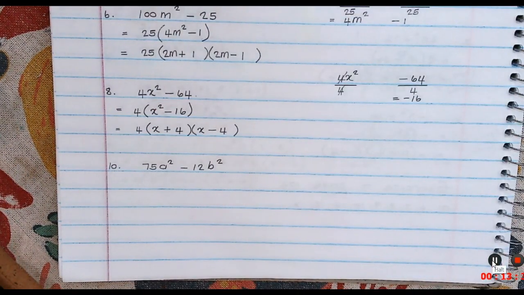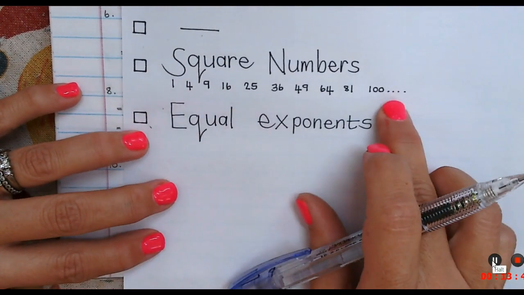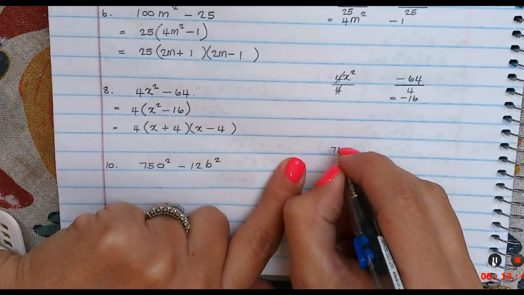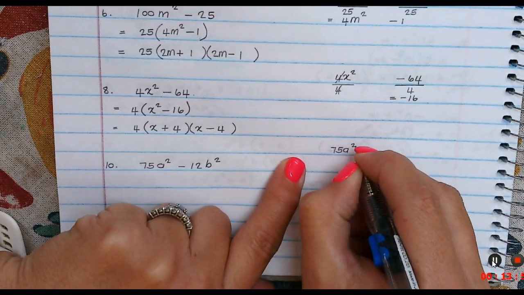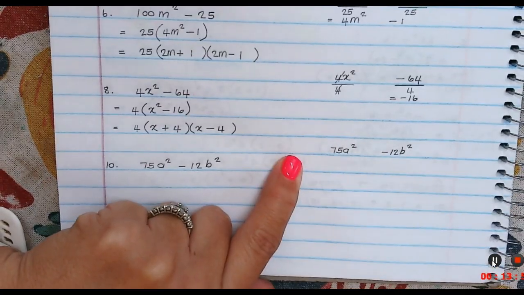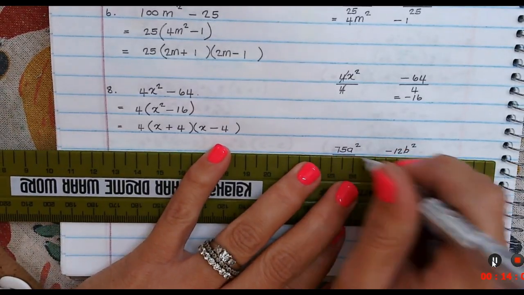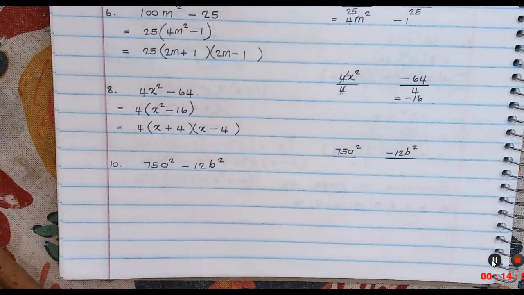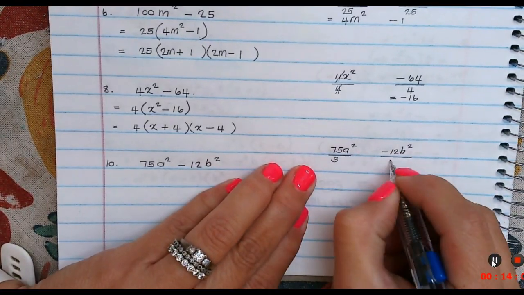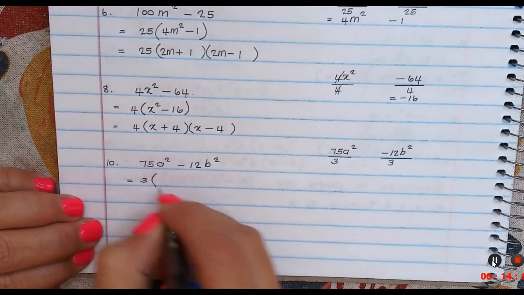Right, B10, 75 and 12. So this one cannot be deceiving, seeing that those numbers are definitely not squared numbers. So, common factor, 75a squared minus 12b squared. So now you must find a number that can divide with 75 as well as 12. If you know your tables, you will know that you can divide by 3. So 3 is going to be my common factor.